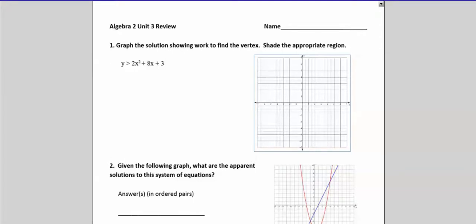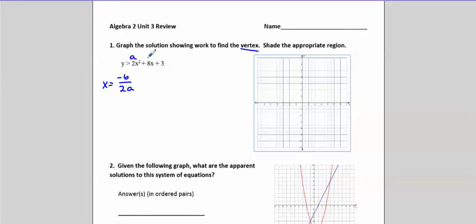Hello Algebra 2 students, this is your Unit 3 review, and we're going to start by graphing a quadratic inequality. So the inequality here tells you that you're going to be shading all of the answers. Let's start by finding the vertex. You're going to use negative b over 2a to find the x-coordinate of the vertex.